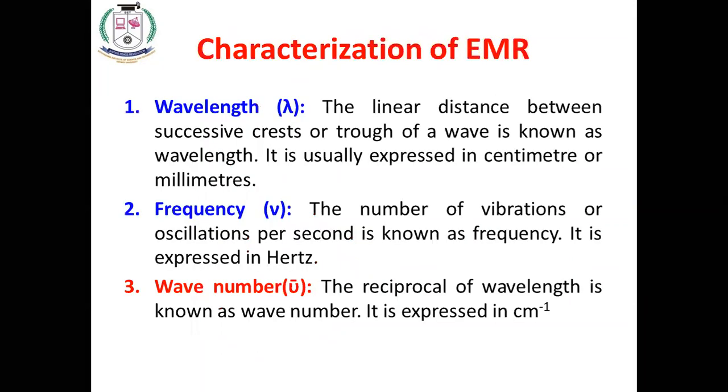And characterization of EMR, electromagnetic radiation. We can express this electromagnetic radiation with respect to wavelength, frequency and wave number. So what is the wavelength? The linear distance between two successive crests or troughs is known as the wavelength. The unit for wavelength is mostly nanometers.